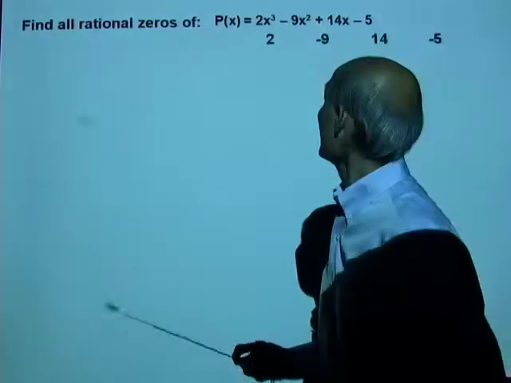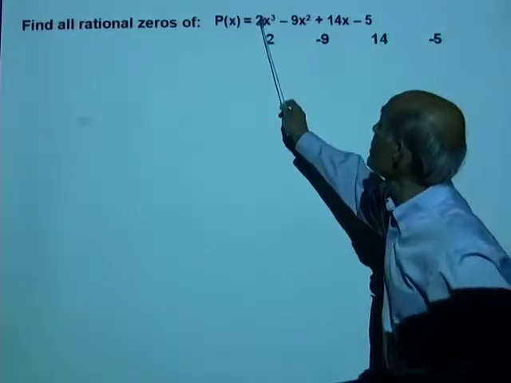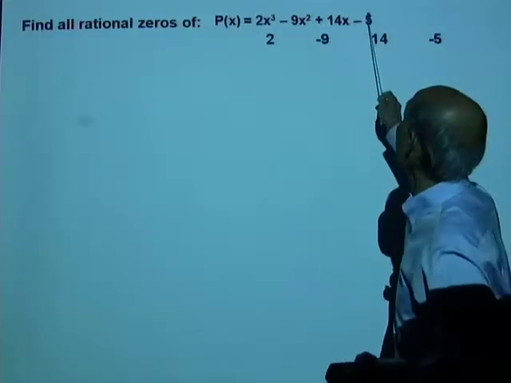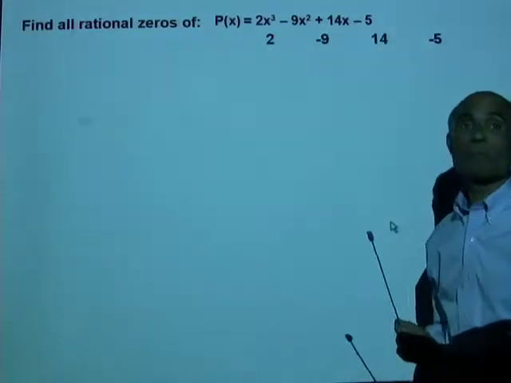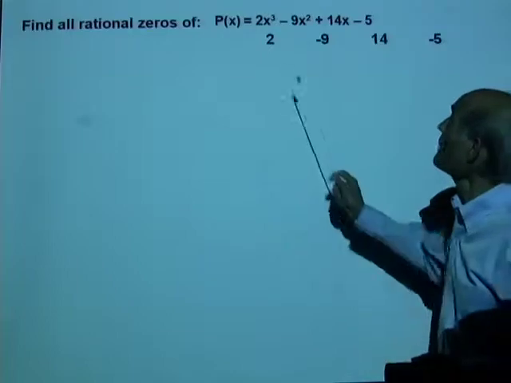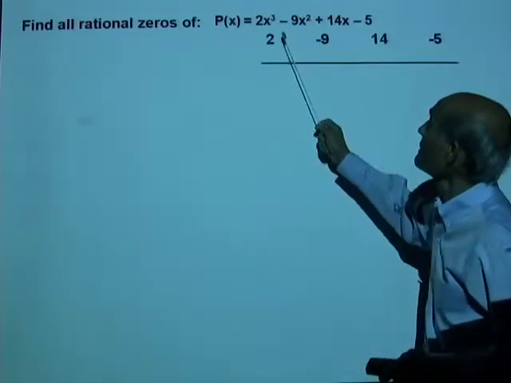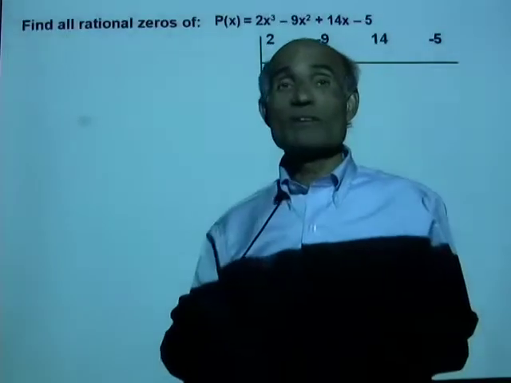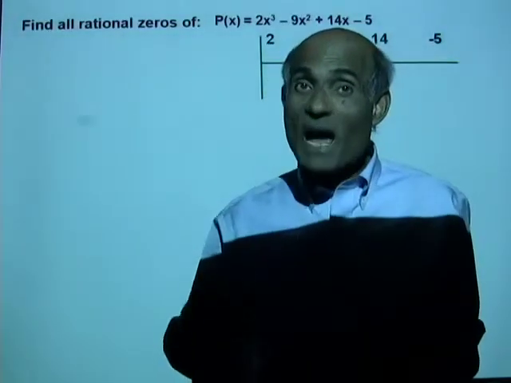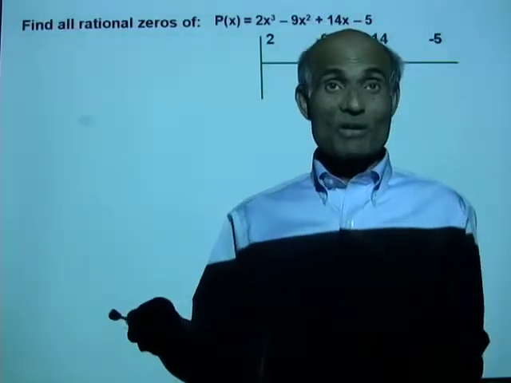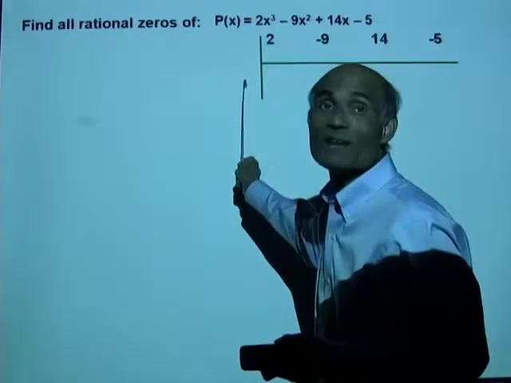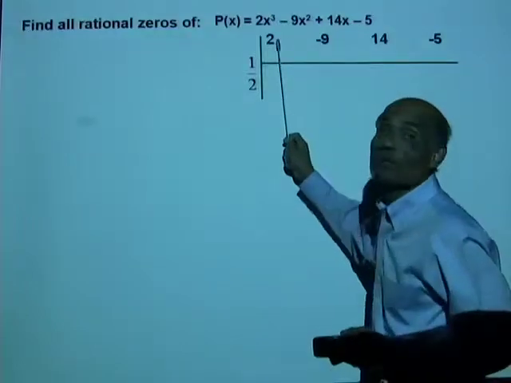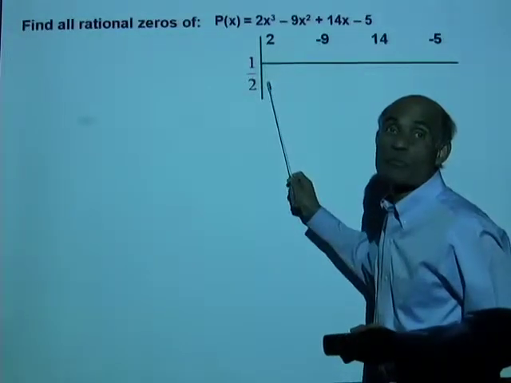Yes. Now here we have the coefficients 2, -9, 14, -5. We have the horizontal line and the vertical line, and we know that x equal to 1/2 is the zero. And so what is the number we're going to put here? 1/2.